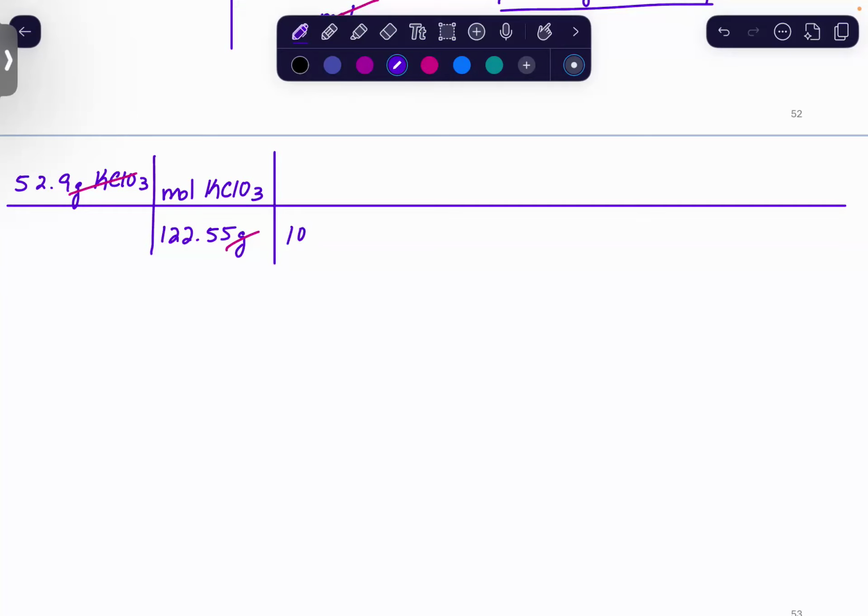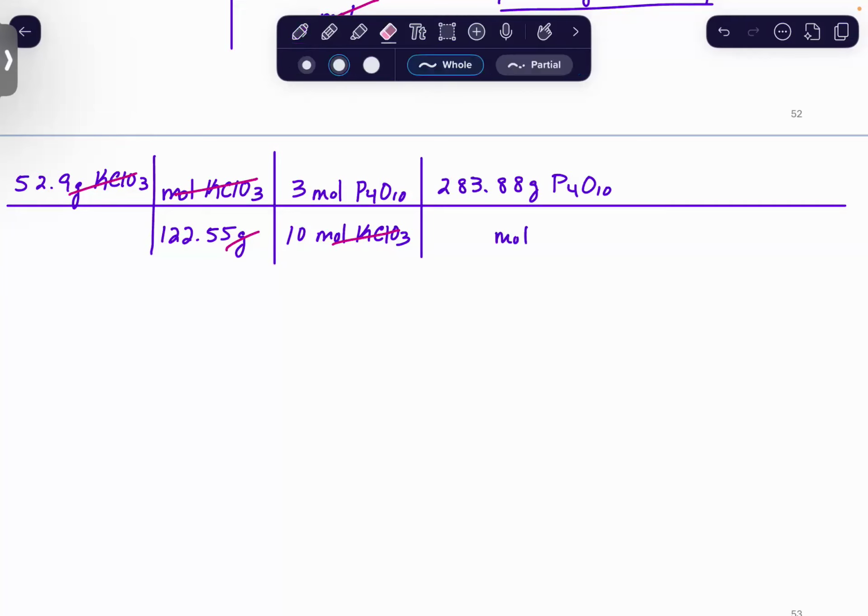So remember, it's a 10 to 3 ratio, so 10 moles of KClO3 to 3 moles P4O10. And again, those are the coefficients from our chemical equation. You notice that moles of KClO3 divides out. And now I have units of moles of P4O10. I want to turn that into grams. So I'm going to multiply 283.88 grams by the molar mass, P4O10 per mole. All right, so then you notice moles of P4O10 divides out, and I'm left with the units of grams of P4O10, which is what I'm trying to calculate.